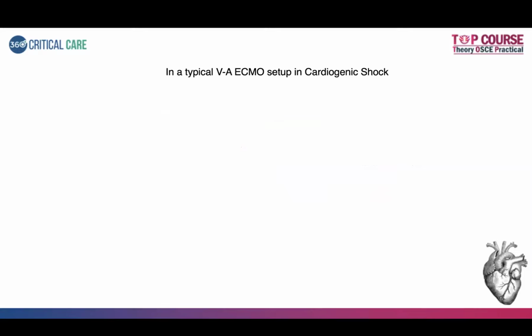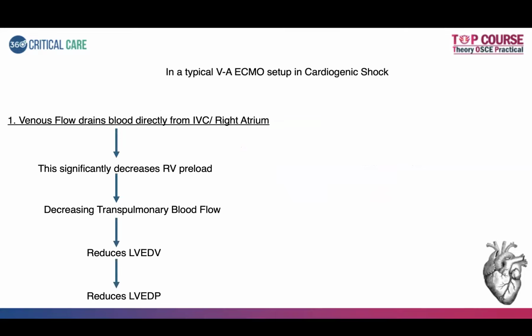So in a typical VA ECMO setup in cardiogenic shock, venous blood drains directly from the IVC or the right atrium. So the benefit is it significantly decreases the RV preload, thereby decreasing the transpulmonary blood flow, reducing the left ventricular end diastolic volume, ultimately reducing the LV end diastolic pressures.